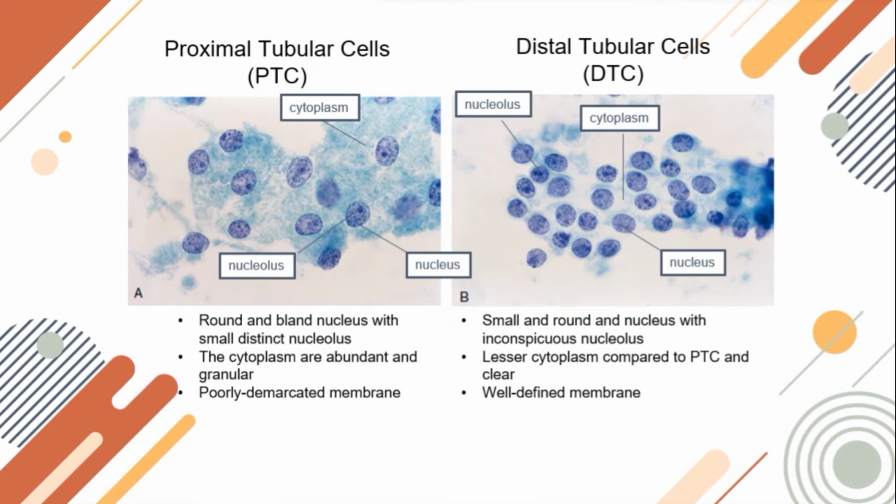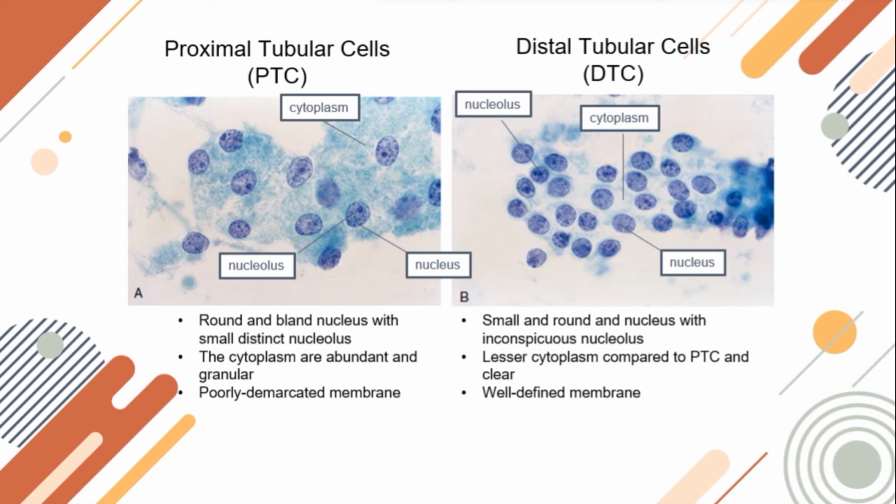The tubular cells can also be seen in kidney cytology, where features of proximal tubular cells are distinct from distal tubular cells. The nucleus in the proximal tubular cells is round and bland with the presence of a prominent nucleolus. However, the nucleus in distal tubular cells is smaller compared to the nucleus in proximal tubular cells, with an inconspicuous nucleolus. The cytoplasm in proximal tubular cells appeared granular and abundant, whereas the cytoplasm in distal tubular cells is lesser compared to proximal tubular cells, and they are clear.